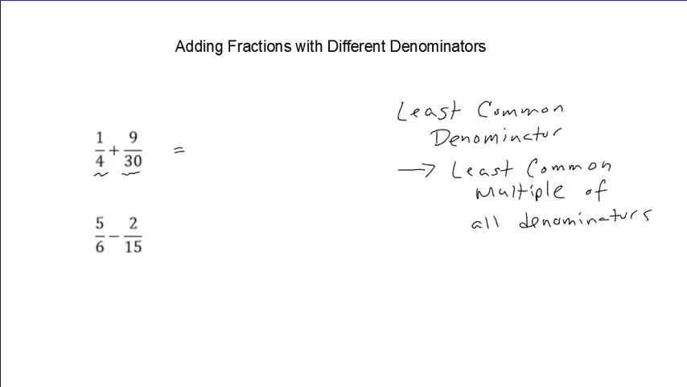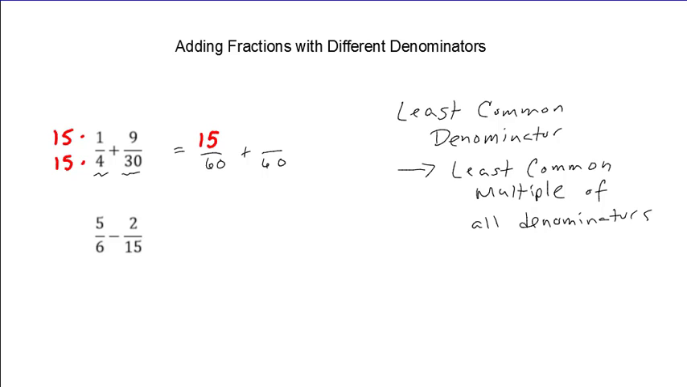So between 4 and 30, the least common multiple is going to be 60. So what I'm going to do in my process is write the common denominator. And then I ask myself the following question. I want to know 4 times what gives me 60, and it's 4 times 15 gives me 60. And so I do the same thing in the numerator. That is my clue. And 1 times 15 is 15 over 60.